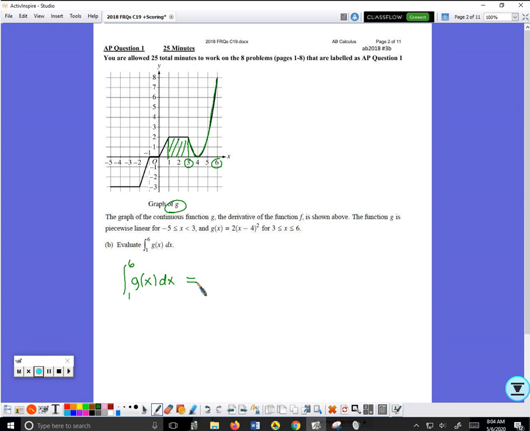So this is going to equal, from 1 to 3, the area is 4. But then plus the integral from 3 to 6, I'm going to have to use the formula, 2 times x minus 4.